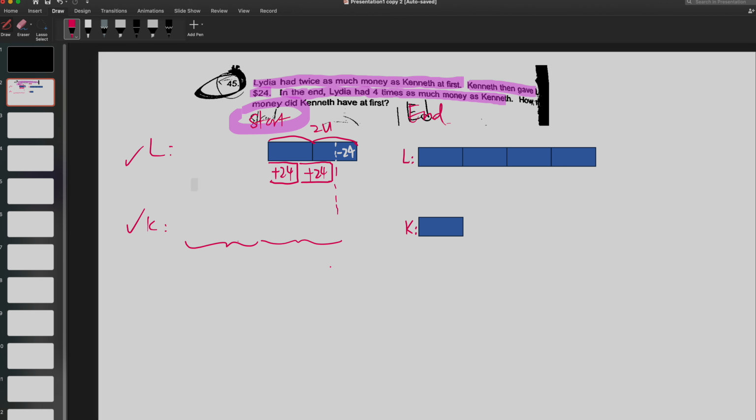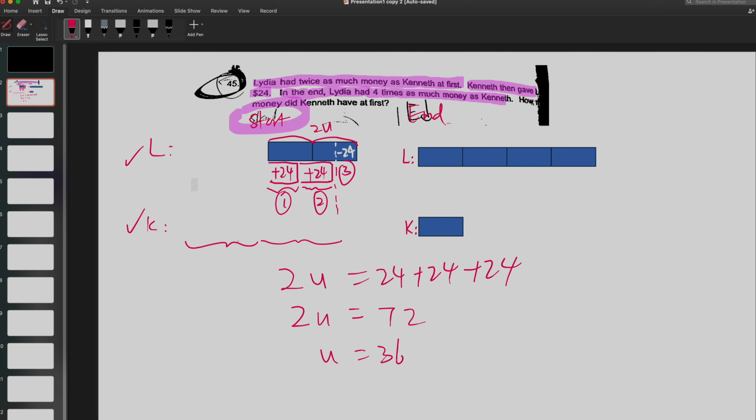Okay, so this 2U happens to be 124, 224, and actually 324. So therefore, that's how I get 2U equals 24 plus 24 plus 24. And 2U is actually equal to, you can use a calculator, 72, and U is equal to 36. So Kenneth at the end is actually 36. The question asks for Kenneth at first. So Kenneth at the end is 36 after giving away 24. So at the start has to be 36 plus 24. So that is 60. Okay, so that's the answer.